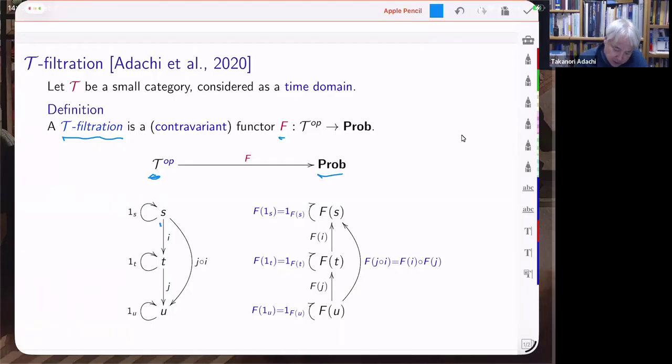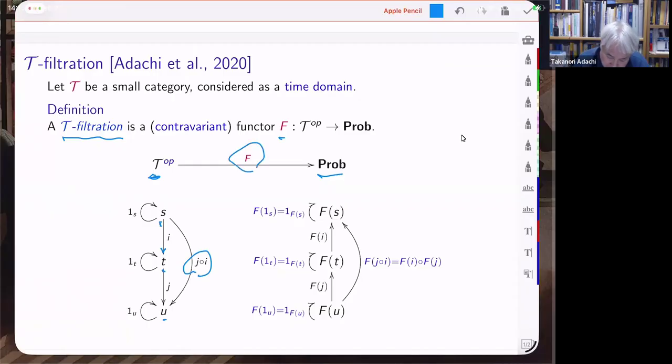And we have S, T, U. These are objects of T, which means these are times. This represents a time, S, T, U. And in between S and T, we have the I. This means a development way, or the evolution of time. This represents the evolution of time from S to T, and J as well. And then we have the composition J circle I. This is evolution from S to U via T, okay?